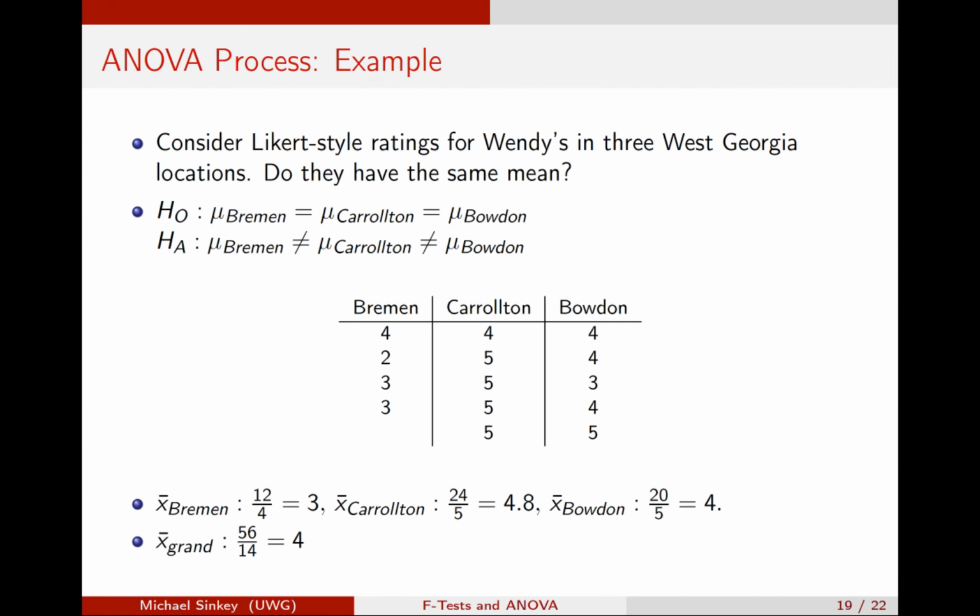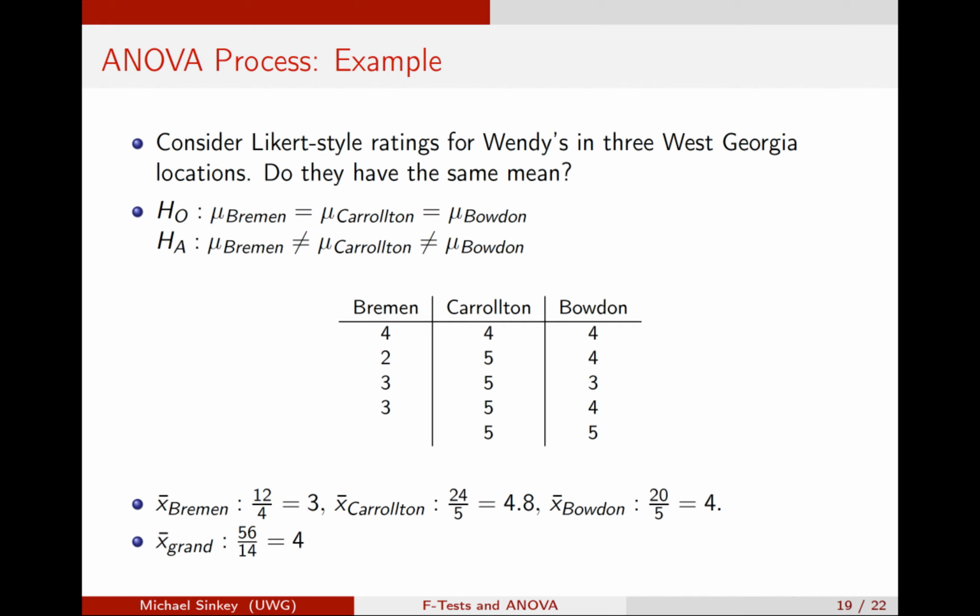Let's go over an example. Here we're just looking at Likert-style ratings for Wendy's in 3 West Georgia locations. So there's a Wendy's in Bremen, there's one in Carrollton, and there's one in Bowdoin. And I want to see if people view these Wendy's with the same degree of favorability. So 1, you hate Wendy's. 5, Wendy's is amazing. The null, the mean of Bremen is equal to the mean of Carrollton is equal to the mean of Bowdoin. And what this means is that I could replace all 3 sets of ratings with 1 rating. The alternative is that they're not equal.